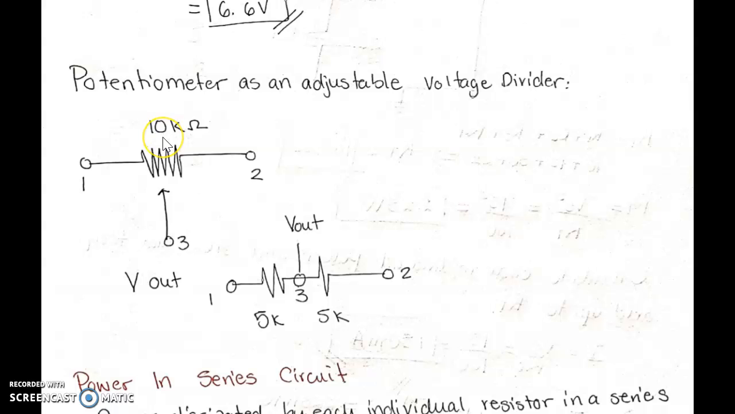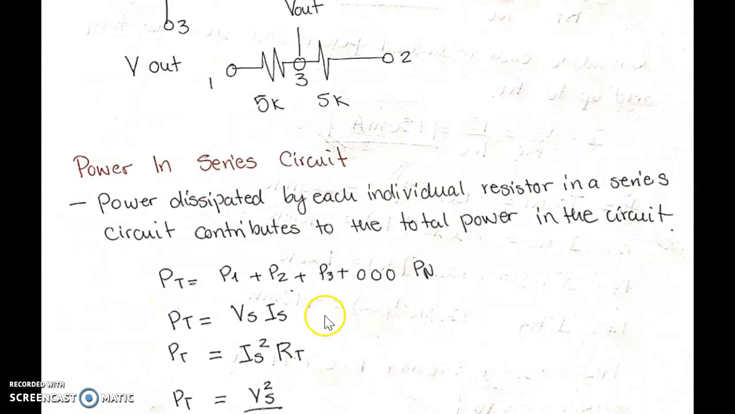In this case, it's going to be 10 kilo ohms. So if I put it right in the middle, it's like if I had 2 resistors, 5K and 5K, and I'm getting my V out from the middle, which, if this is connected to a source, will be just half of the source.